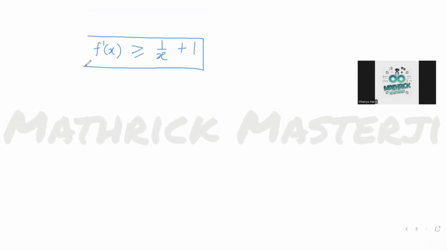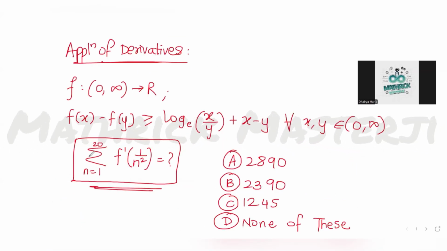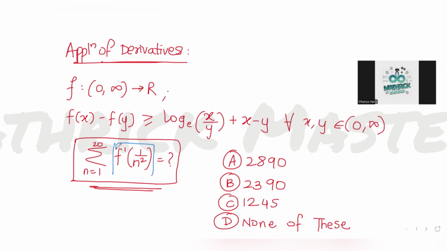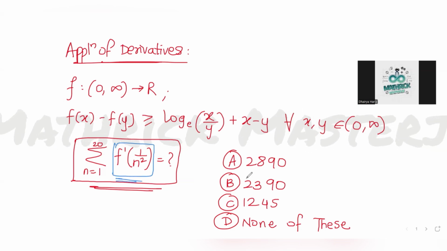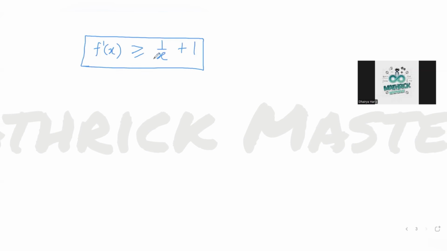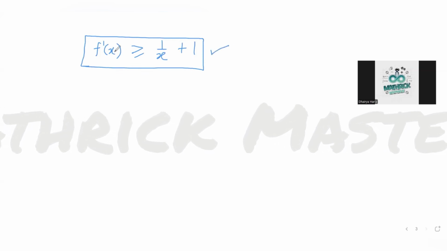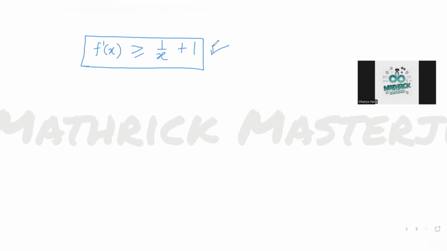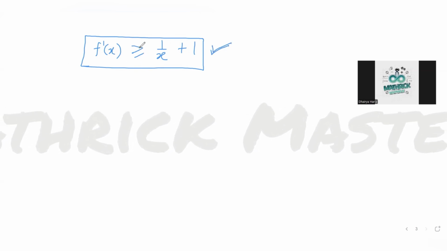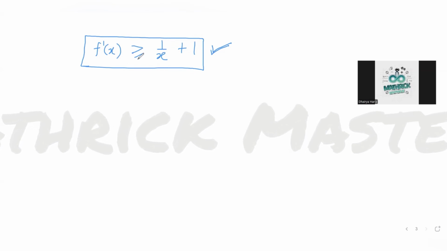Now here the problem is, I want to find the summation of the values from n equals 1 to 20 for the derivative of the function, but I want to find just f dash of x. But here I have f dash of x is equal to 1 over x plus 1, that's okay. But f dash of x is also greater than 1 over x plus 1. So we are not sure whether f dash of x is greater than this expression or equal to this expression. I have both the conditions.